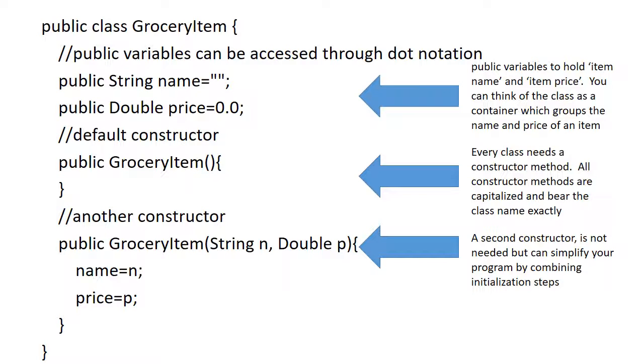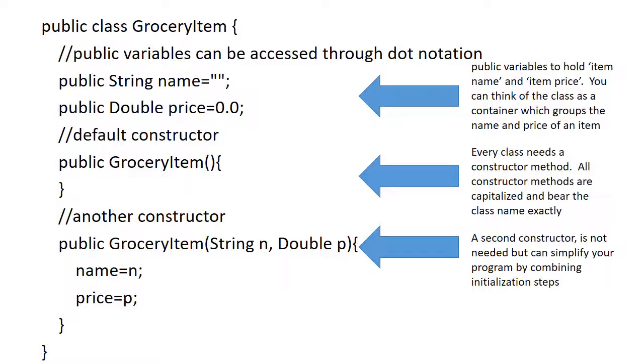Here's the class, and as you can see, it's quite simple. It has only two member variables, name and price. It also has two constructors. The two methods that are called constructors have the exact same name as the class, including the capitalization. That's important. Constructors are an important part of the class, and they're necessary in every class because they tell you how to construct the item.